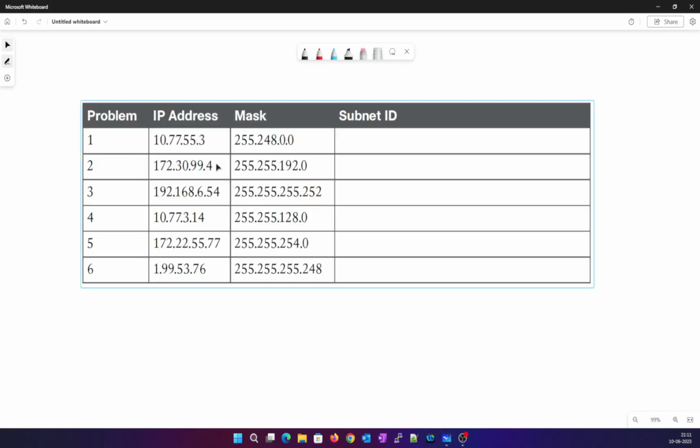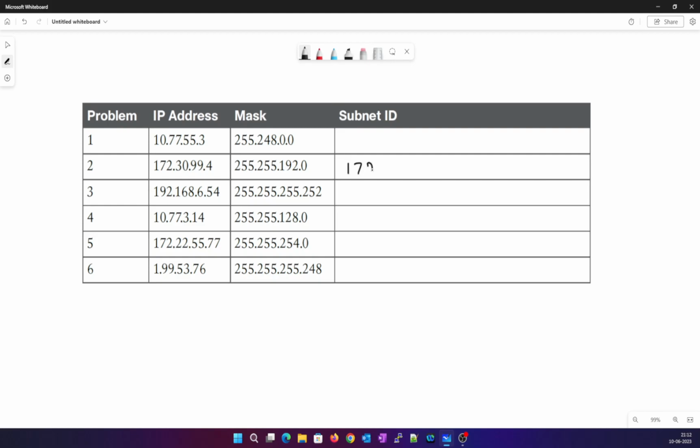Let's take the example of the second IP address here, that is 172.30.99.4. What we will do is that wherever there is 255, we will copy that particular octet number as such. That gives us 172.30. Now we have 192 for the third octet, which is a difficult mask. So what are we going to do? We are going to subtract this 192 using our magic number.